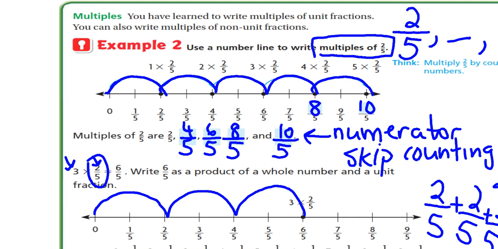So how do we write 3 times 2/5 equals 6/5? Now what we have to do is use yesterday's lesson. We multiply 3 times 2/5 to get 6/5, but now we have to write this fraction as a product of a whole number and a unit fraction. So this is yesterday's lesson. So it's 6 times 1/5.